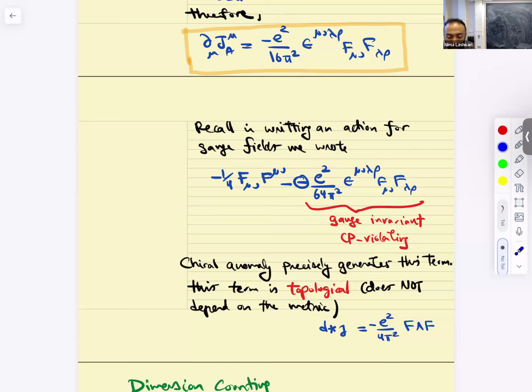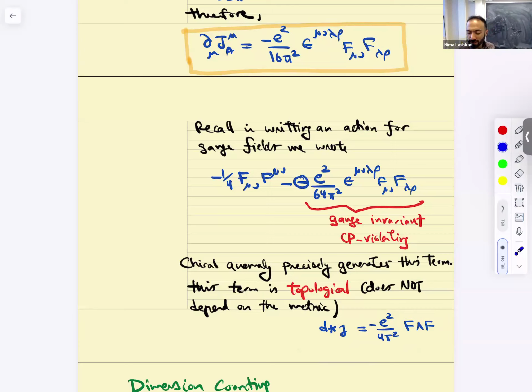This term is topological. It does not depend on the metric. For those of you who know differential geometry, this is just F wedge F. This is the differential geometry way of writing it. It's independent of the metric, therefore obviously topological.